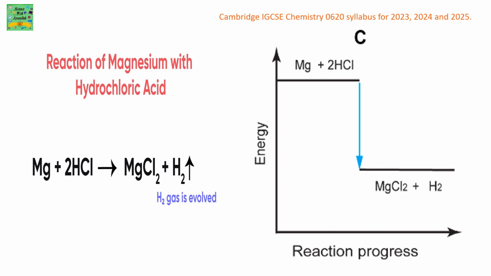Reaction of magnesium with hydrochloric acid. Magnesium reaction is magnesium plus 2HCl, that's 2 molecules of hydrochloric acid, gives MgCl2, that's magnesium chloride, along with hydrogen gas, which is evolved. So the reactants is on the upper level and the product is at the lower level. That means it's an exothermic reaction. And how else can you identify it's an exothermic reaction? That is because the H2 gas is evolved or the gas is released and no heat is used in the process.